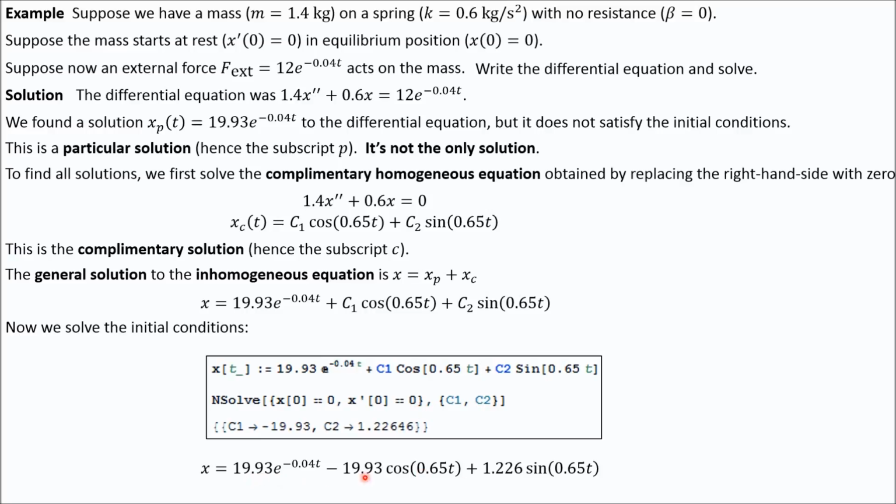So that is how you solve an inhomogeneous equation. You find a particular solution, solve the homogeneous complementary equation, and combine them together and find the constants.